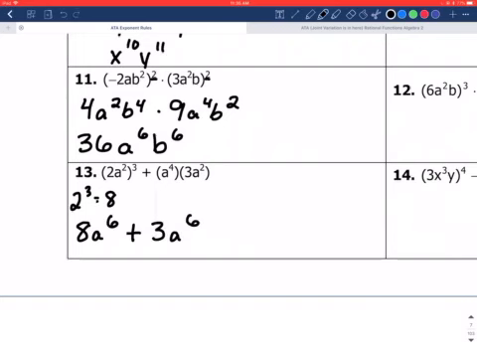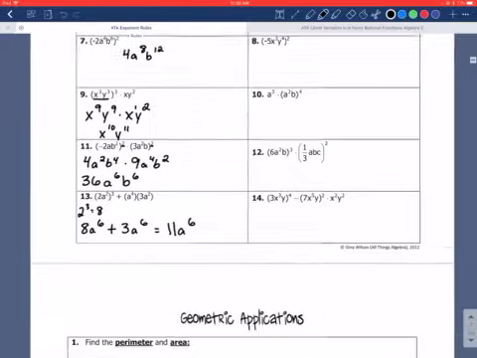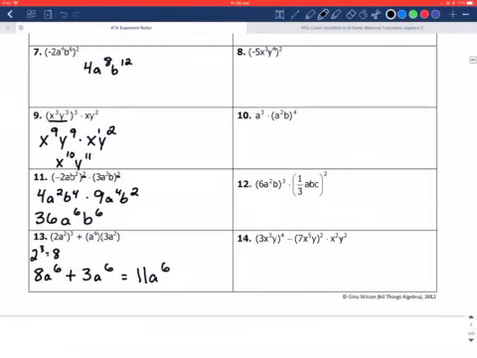And now this is adding and subtracting. So this is a great problem reviewing 3 different types of exponent rules. We did the power rule, we did multiplication, and now we are combining like terms. We know to add monomials, they must be the same variable and the same exponent, which they are here. And that will give me 11a to the 6th. I'll do a couple of these over here. I'll do 12 and 14.